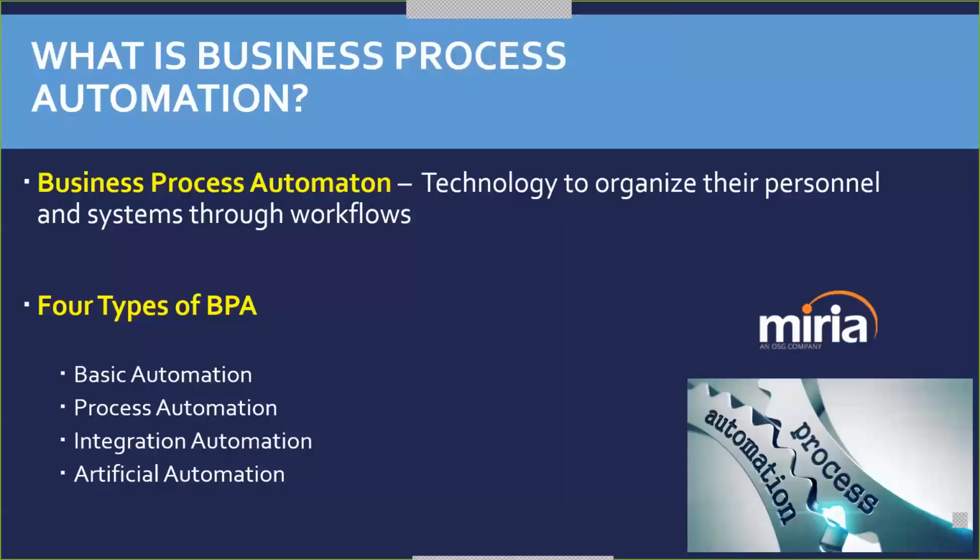Typically you would find there are four types of automation processes. One is what I call your basic automation, the ability to capture some information, maybe store it, and then pull it up at a later time so I can do some research on it or analytics on it. I may take it even further by saying what's called process automation.